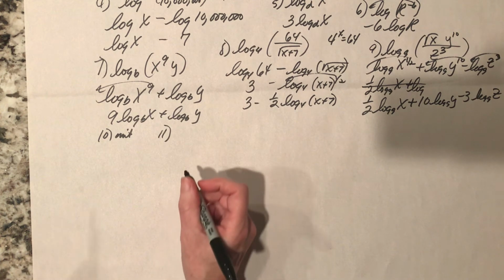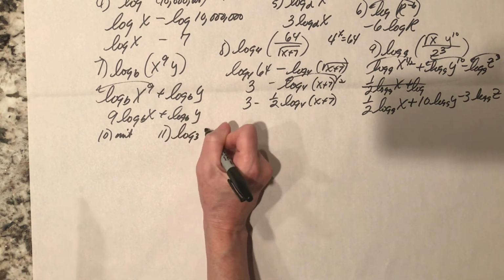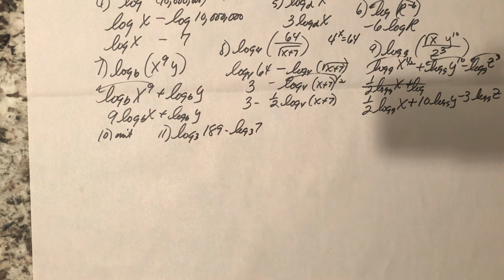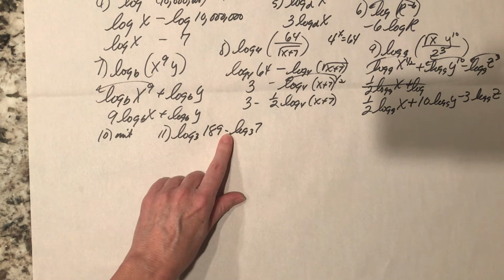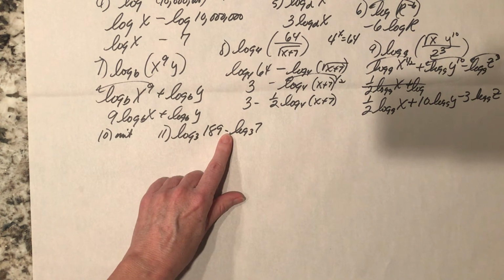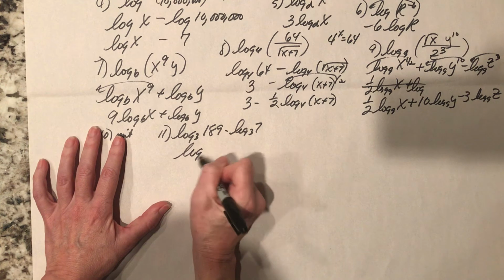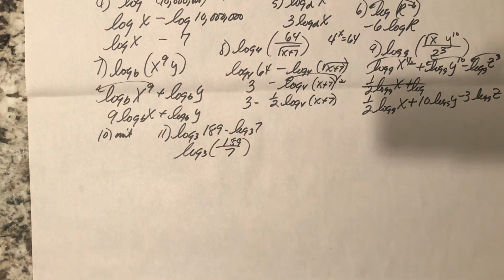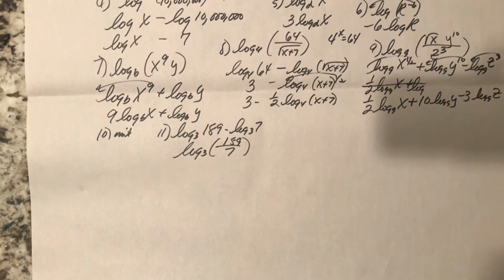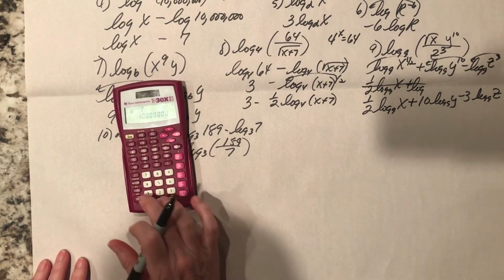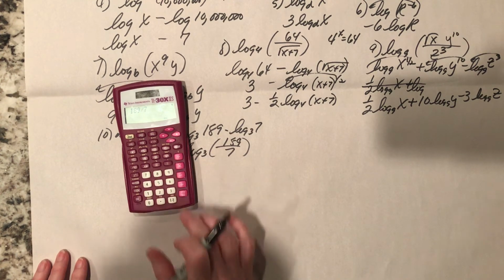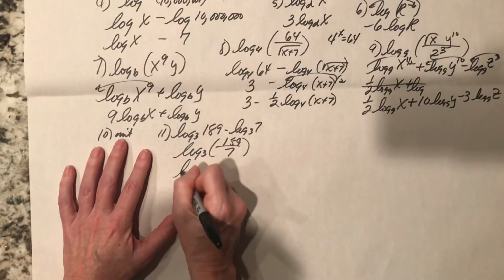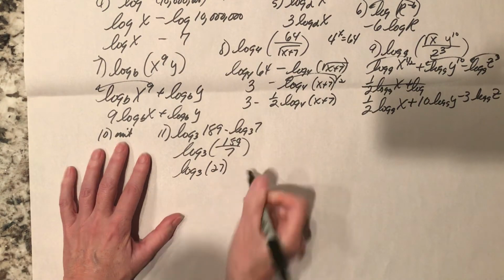So number 11 is log base 3 of 189 minus log base 3 of 7. We have a subtraction problem here, so we know that turns itself into a division problem. So we've got log base 3 of 189 over 7. Let's see what that'll do for us. 189 divided by 7 gives you 27. So let's simplify that fraction. We get log base 3 of 27.